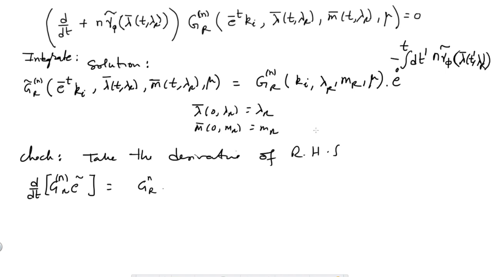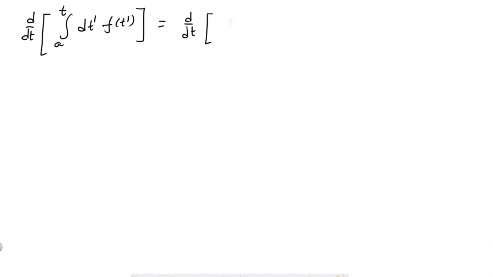So let me just tell you on the other page what we want to calculate, something of this sort. d over dt of an integral from a to t, where a is some constant, of some function f of t prime. Suppose you want to take this integral, the time dependence is here, and you want to take the derivative, what it will be. So let's call the indefinite integral of f of t prime capital F of t prime. Let's define the integral dt prime f of t prime to be capital F of t prime.